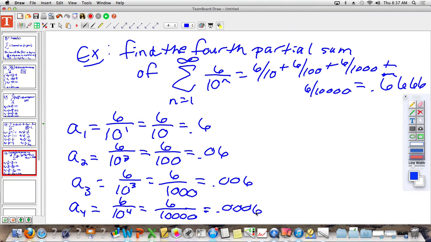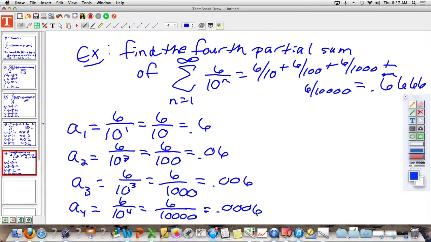So for future reference, will we ever have one like this again? Do you think? I don't know. Like where we have to find the partial sum? Yes, you will have to do infinity though. I'll ask you to find the partial sum.